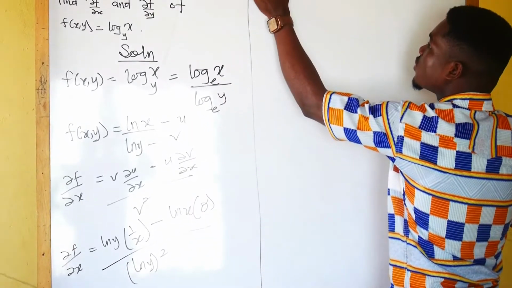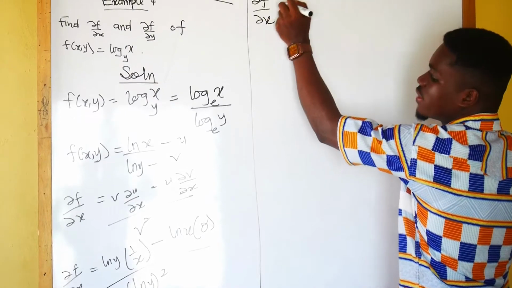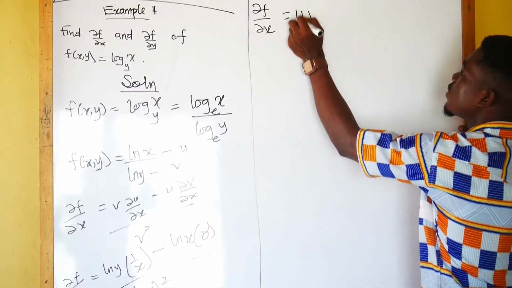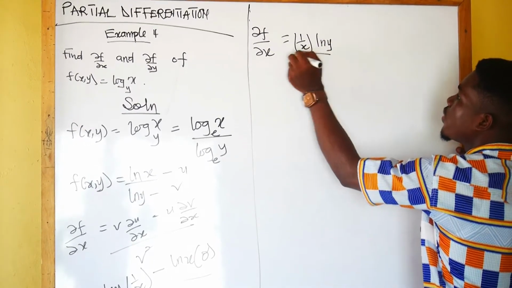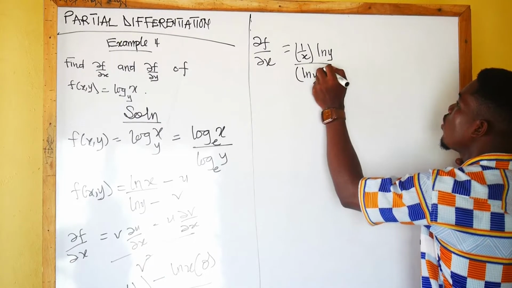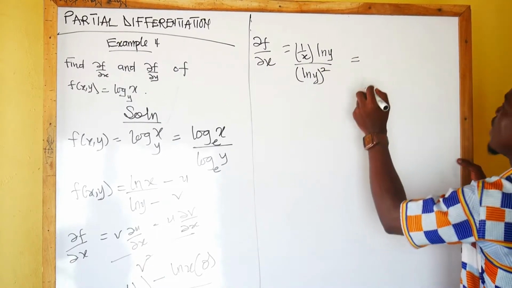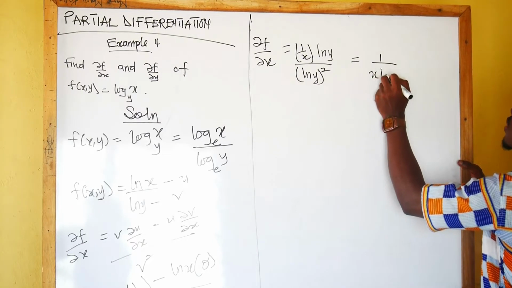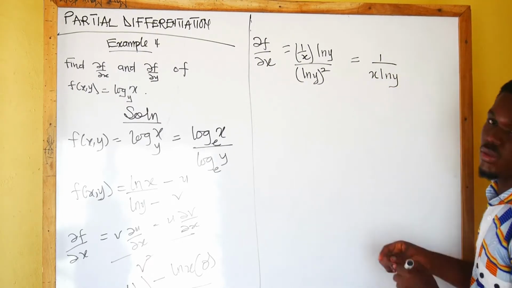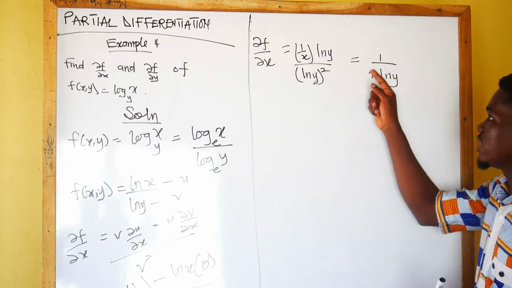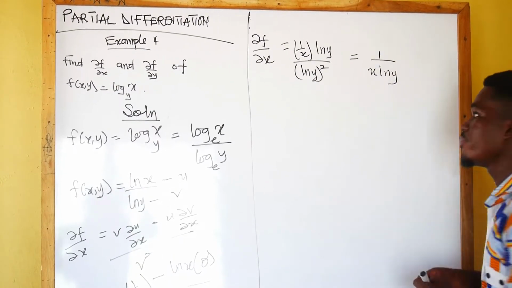So partial x is given by 1 over x ln y, all divided by ln y all squared, and this is the same as 1 over x ln y. So the partial derivative of this function with respect to x is given by 1 over x ln y.